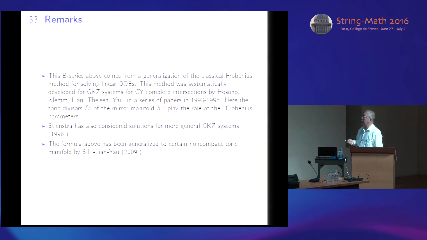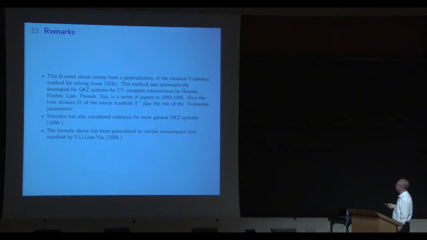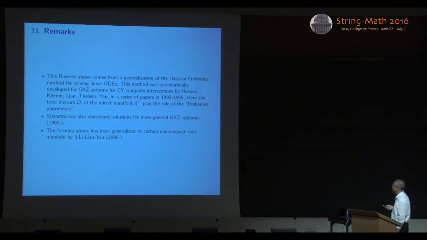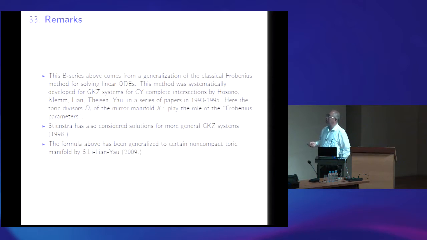So the B series, as we defined earlier in this previous transparency, comes from a generalization of the classical Frobenius method for solving linear ODE. When Hosono, Bong Lian and us were trying to solve the equations, we used the Frobenius method. And the Di's are actually the Frobenius parameters when you try to solve the ODE. So geometrically it becomes the toric divisors, the formal parameters in the Frobenius method. This has been studied later on by several people, including ourselves.